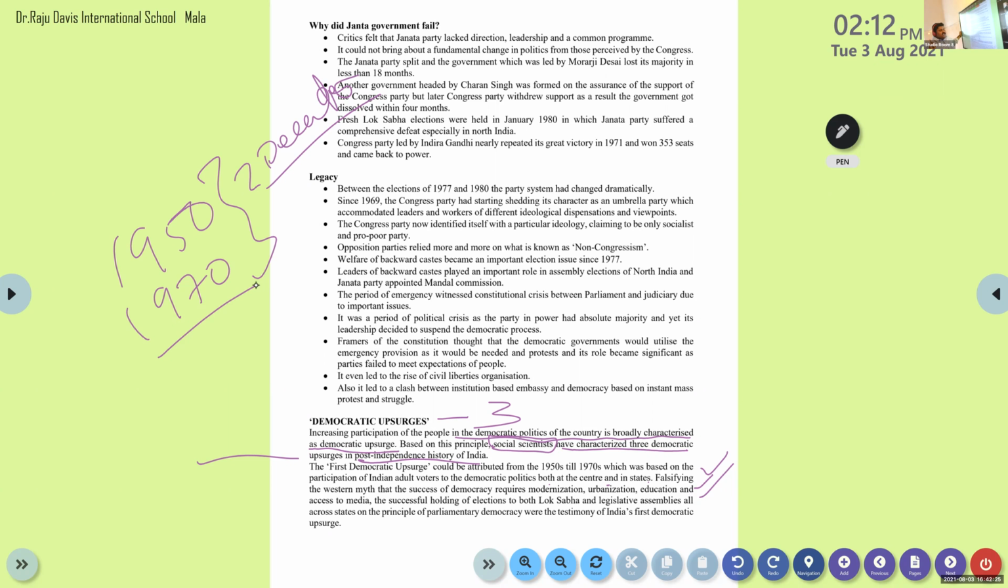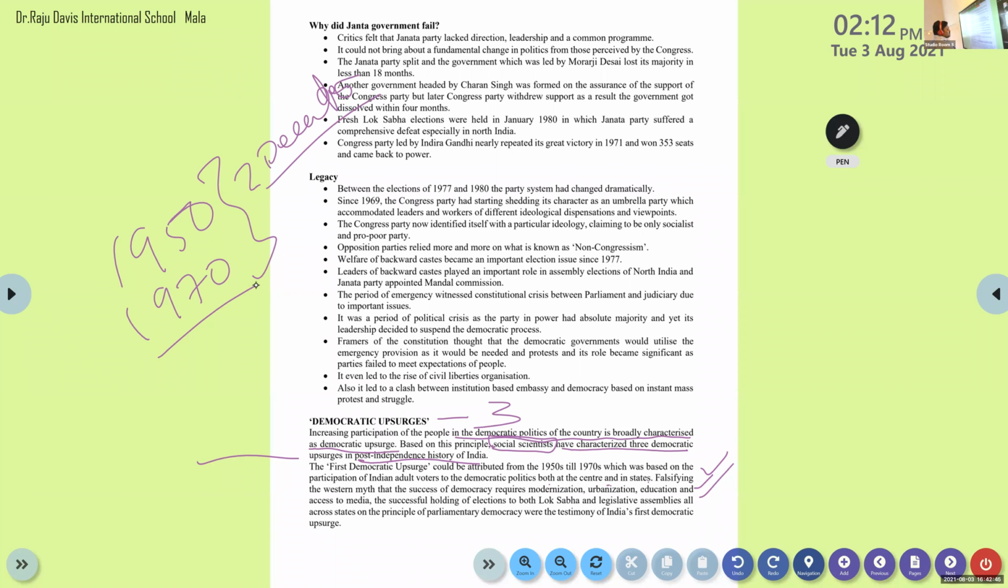And what was the Western idea? Their idea is nothing but that without modernization, without urbanization, without education, and without the support of the media, it is not practical. What is not practical? Political practice is not practical, it seems. And we proved that it is incorrect, it is wrong.